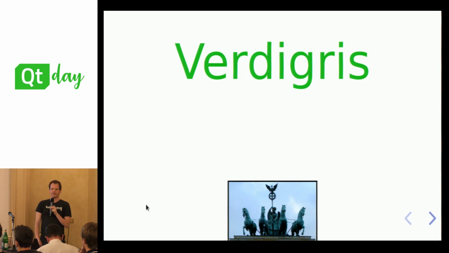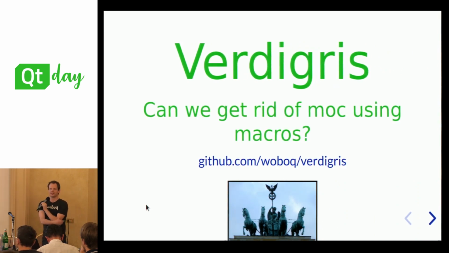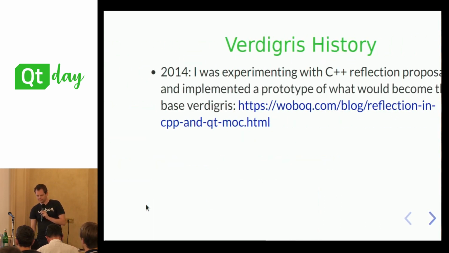And here comes Verdigris. Verdigris is basically a project: can we get rid of moc using only macros and template metaprogramming? Because we're in 2019, and C++11 is there, C++17 is there, and people have been claiming that moc was created in the 90s with Qt1. And do we still need moc? This is basically an experiment to find out if it's possible to get rid of moc.